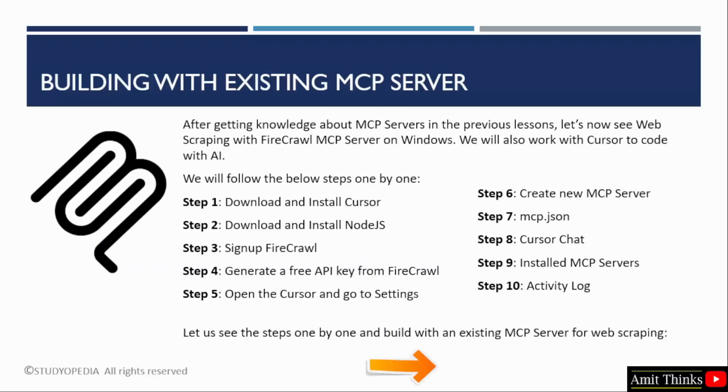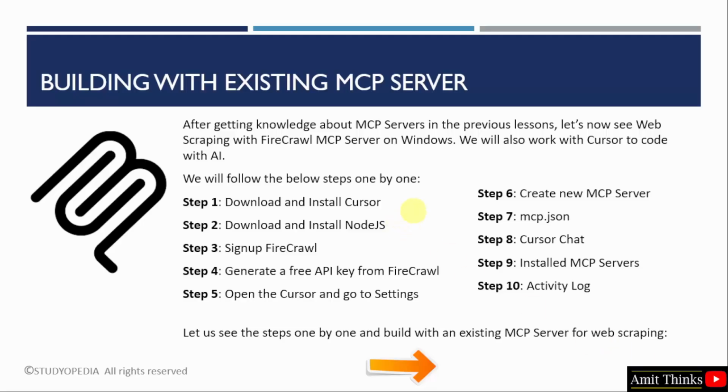Let us start. Since we already discussed MCP servers in the previous lessons: MCP was developed by Anthropic. It is an open protocol that enables AI assistants to securely connect with external data sources, tools and services through a standardized interface. Now let us see the steps to perform web scraping with Firecrawl MCP using Cursor. We will be using Cursor to code with AI. So let us see the steps to work with MCP servers.